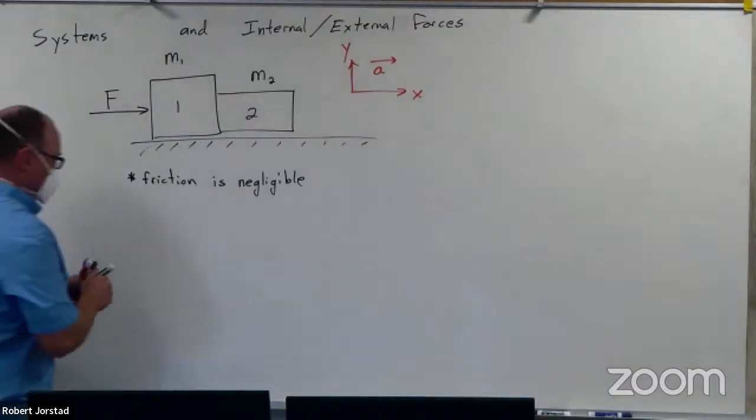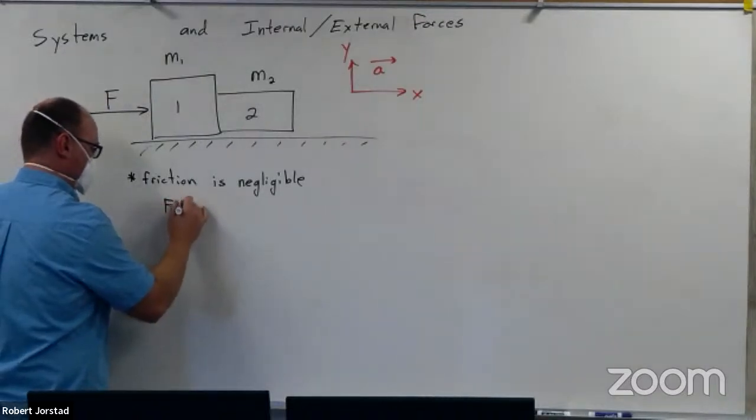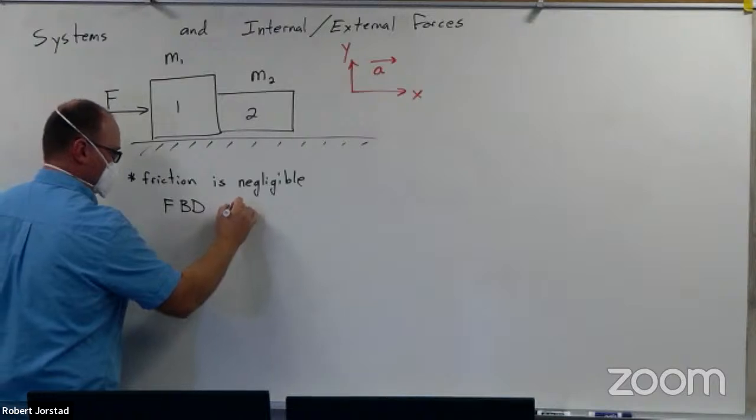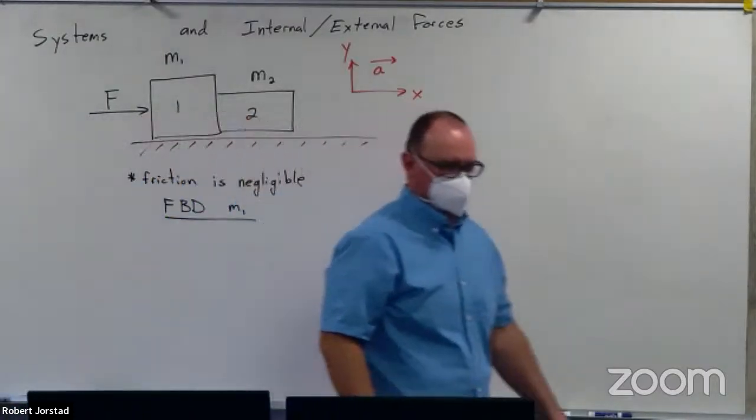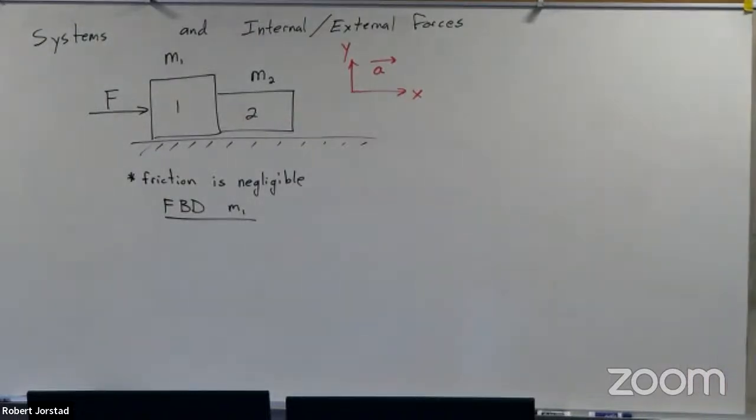I'm going to try and draw an FBD for mass 1. Because we have two objects here, it's important that we start labeling our FBDs. And just in case this is going to make it hard for you to see, I'll lay this down for a second.